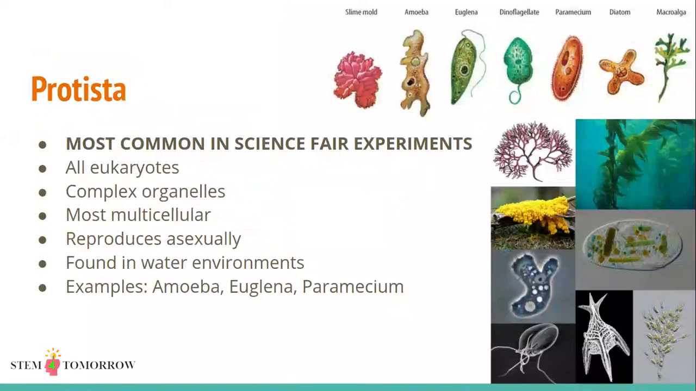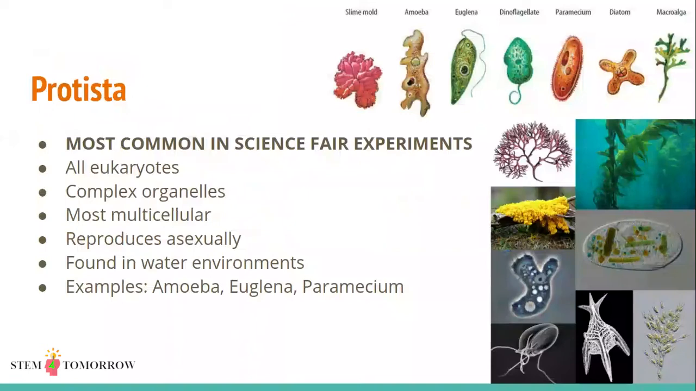They're all eukaryotes. They have complex organelles. Most of them are multicellular. They reproduce asexually, so without sex. They are found in water environments. Examples: amoeba, euglena, paramecium. So I would really pay attention to these, and specifically those types of species and what unique characteristics you can explore.